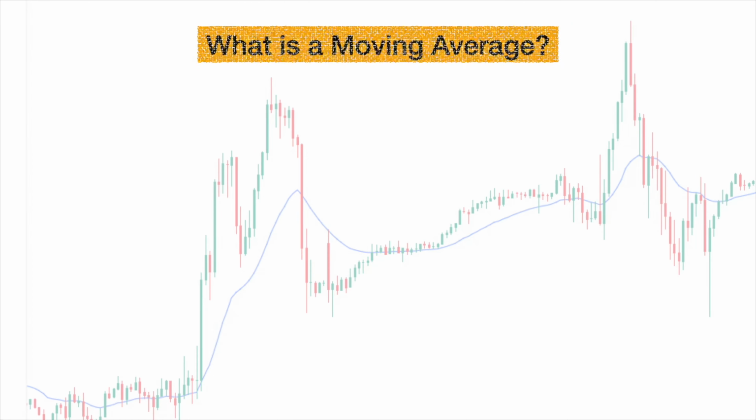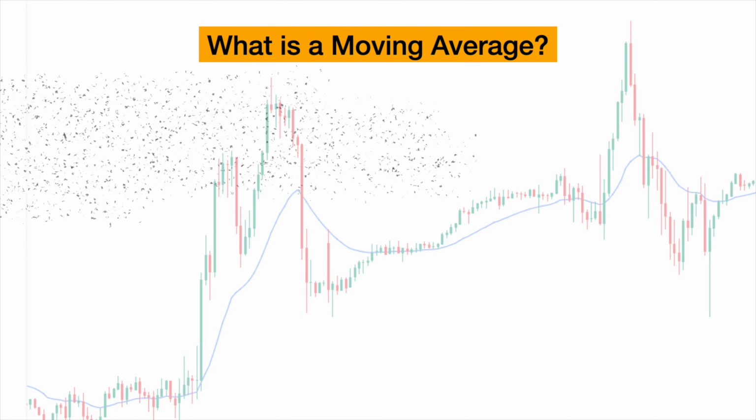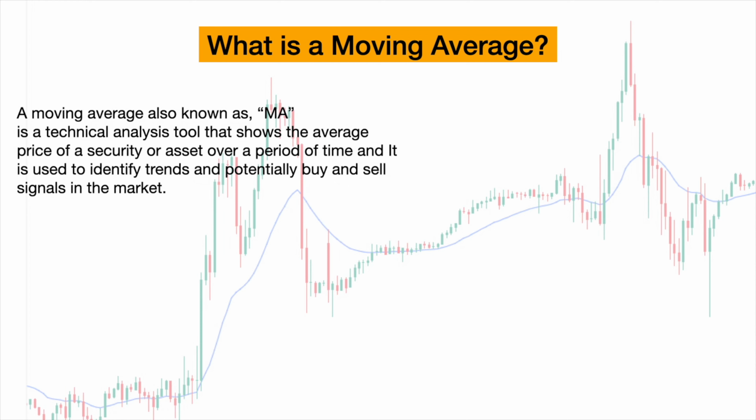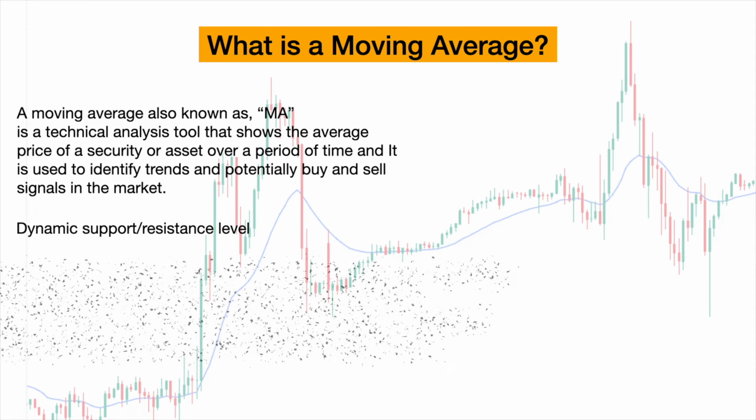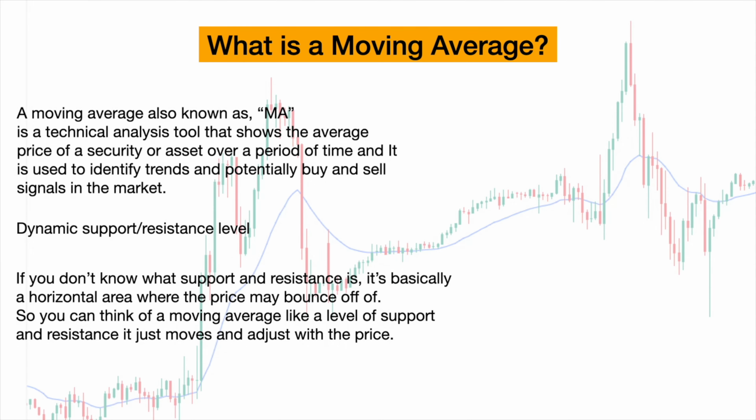1. So what is a moving average? A moving average, also known as an MA, is a technical analysis tool that shows the average price of a security or asset over a period of time, and it's used to identify trends and potentially buy and sell signals in the market. A moving average is considered a dynamic support and resistance level because it constantly adjusts based on the recent price action. If you don't know what support and resistance is, it's basically a horizontal area where the price may bounce off of.